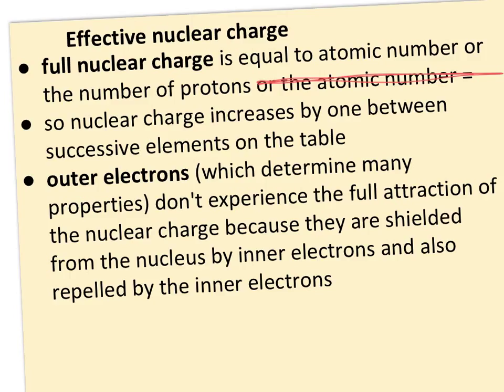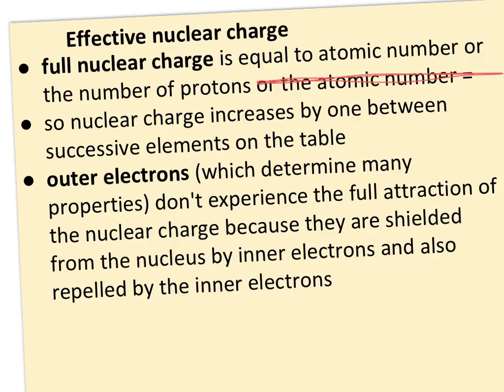So that means the nuclear charge increases by 1 between successive elements. Element 20, positive 20. Element 21 increases by 1. Okay, so that part's pretty easy. Then there's this idea of outer electrons. And remember, outer electrons, which include your valence electrons, determine many of the properties.